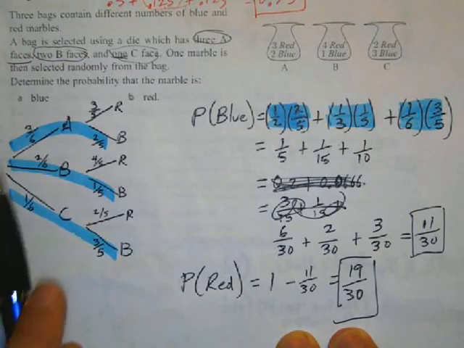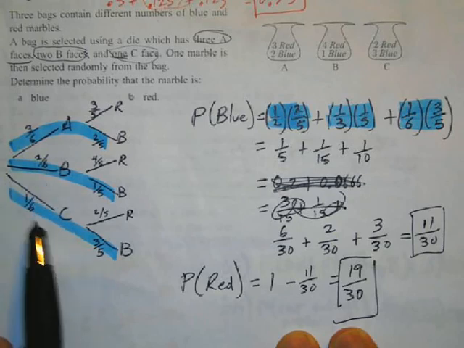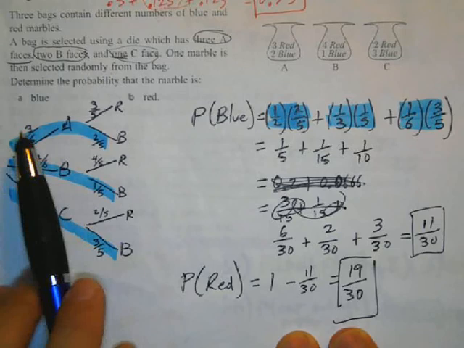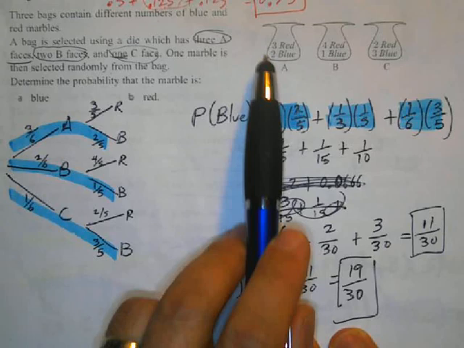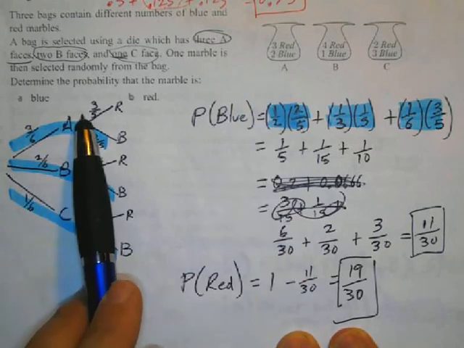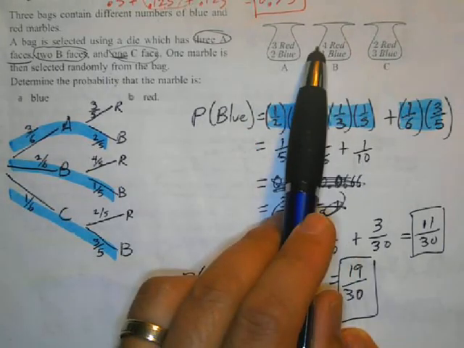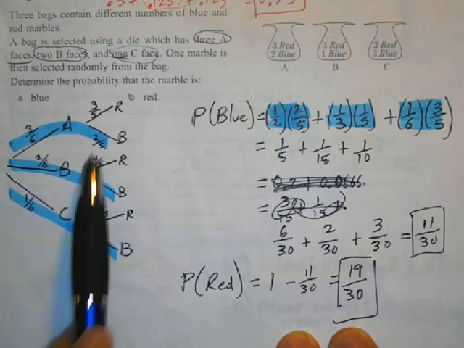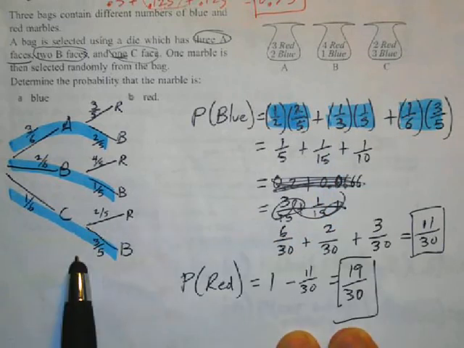So I'm going to write this as 3/6, 2/6, and 1/6, because this is the number of sides that the die has the letter A on. You may want to hit pause and think about that. Now if I've got bag A, I've got 3 red and 2 blue, so 3/5, 2/5. Bag B, 4 red and 1 blue, so I'm going to write 4/5 and 1/5. And if I look at bag C, I've got 2 red and 3 blue, so I'm going to write 2/5 and 3/5.